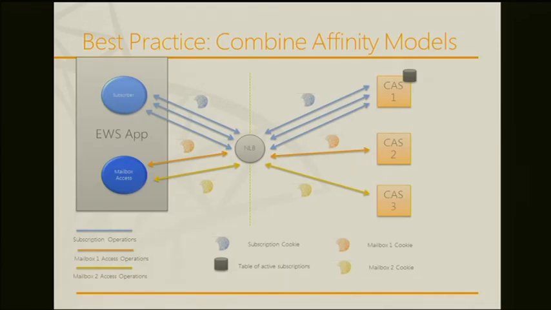So you have the required affinity for subscriptions where needed. Then you have the affinity to give you efficiencies per mailbox that you're accessing. But you're also spreading the load out as best you can amongst all the servers in the array. So you're getting the full benefit of every server in the CAS array.